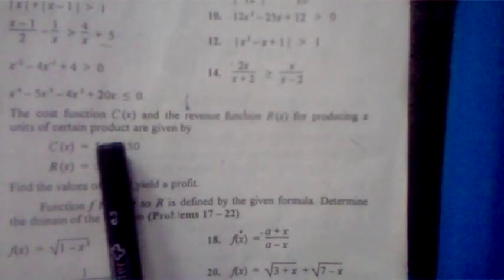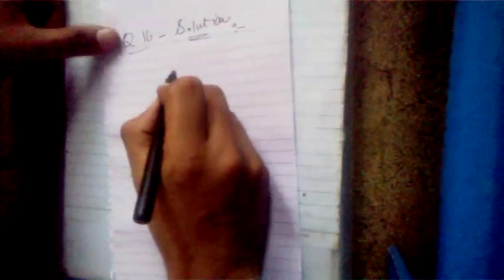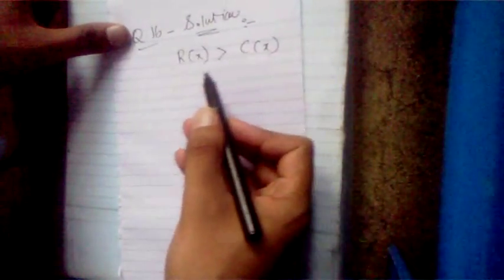Question number 16. The cost function c of x and the revenue function r of x for producing x units of a certain product are given by c of x is equal to this one and r of x is equal to this one. You have to find out those values of x that will give you a profit. If you are seeking profit, your revenue must be greater than your cost. It is obvious that if you have smaller cost and you are getting a greater revenue, it means that you're at profit. You're getting a profit.